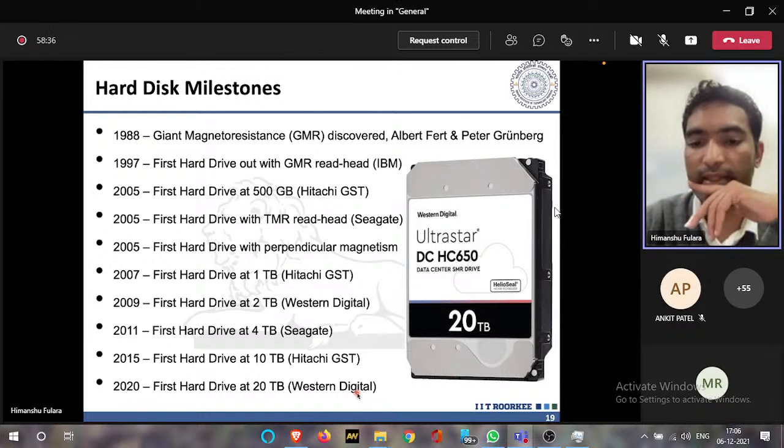I was wrong, actually. I was saying Everspin, but it was Western Digital. So Western Digital has launched this, and this was possible because of this large magnetoresistive response.